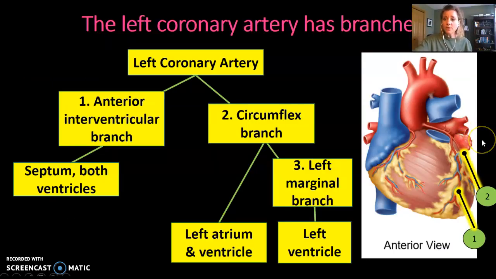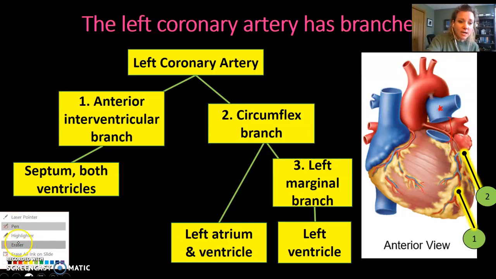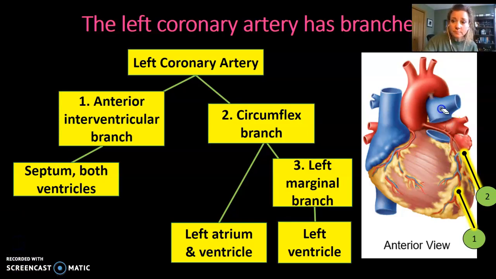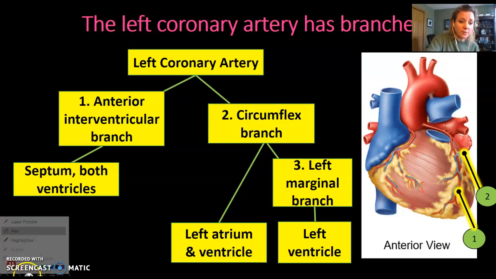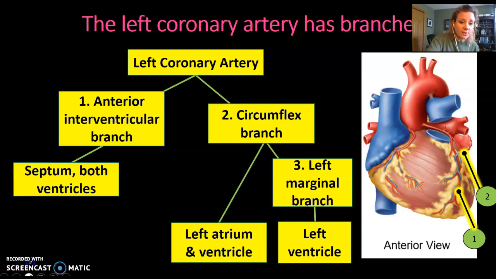And what I want you to notice in this picture first is that there's been a section removed from my pulmonary trunk here. You can see there's a whole chunk that's kind of missing. And the reason for that is so that you could see exactly where the left coronary artery is traveling. And so it branches off of the base of the aorta, and it's going to travel behind the pulmonary trunk, and then it branches right away.